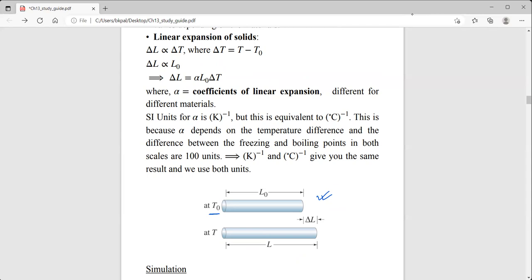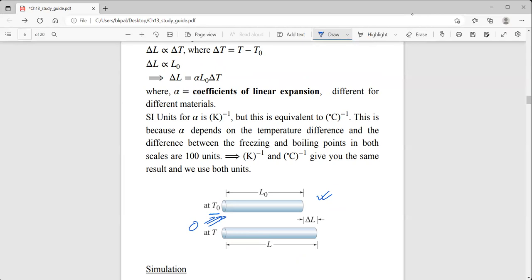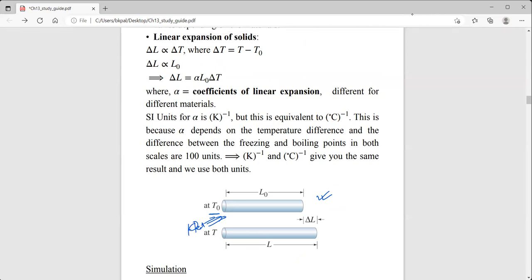Now you add some heat. Heat means you are increasing the temperature. So let's say you increase the temperature of this rod to a final temperature of T. The initial temperature was T0 and the final temperature is T. Because the final temperature is higher than the initial temperature, it will expand, and let's say it expands by this amount, delta L.